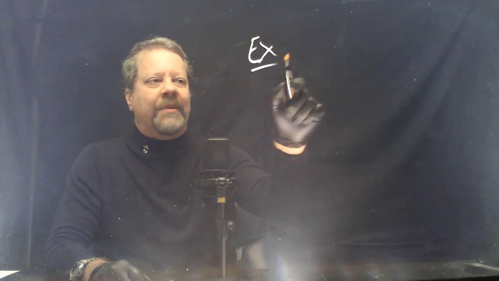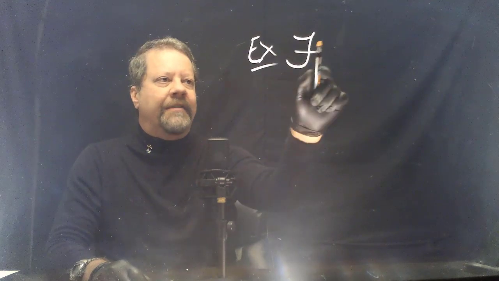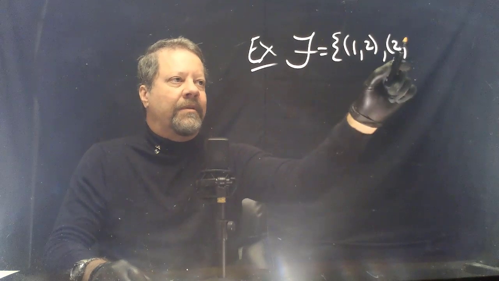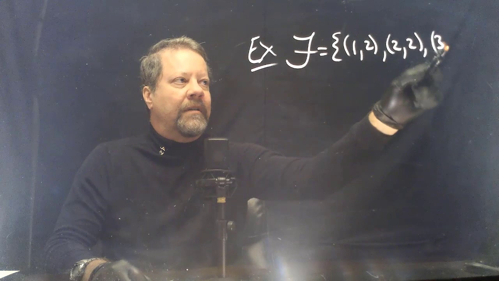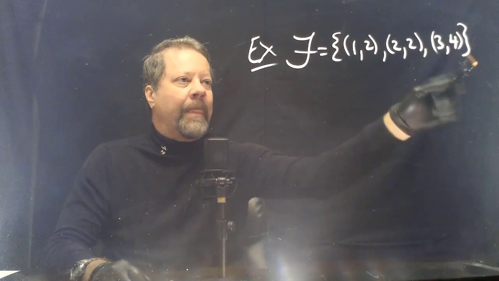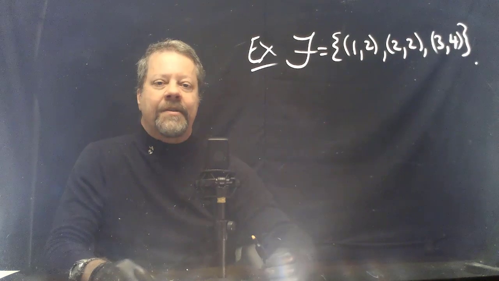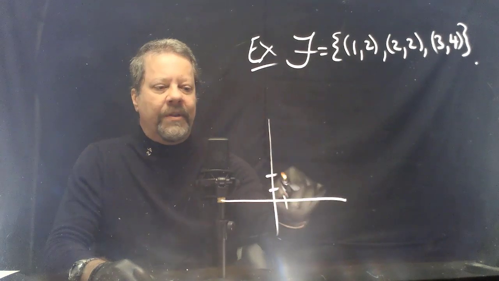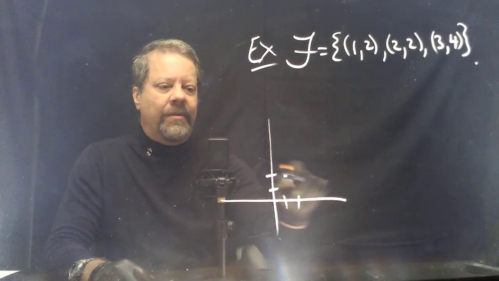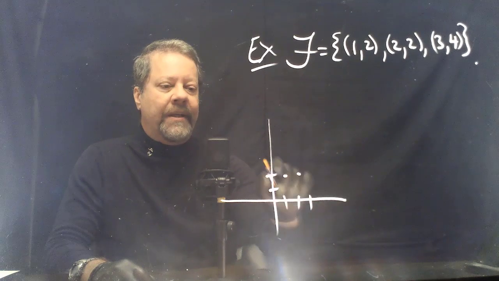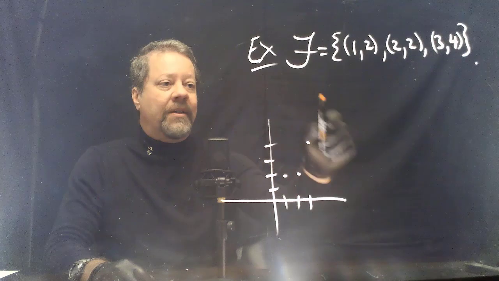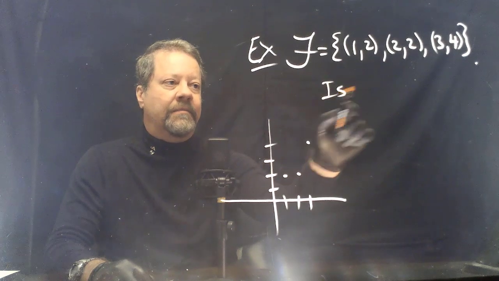Equivalently, for example, suppose f is {(1, 2), (2, 2), (3, 4)}. Is this a function? Let's plot the points: (1, 2), (2, 2), and (3, 4). This will satisfy the vertical line test, and so this is a function.